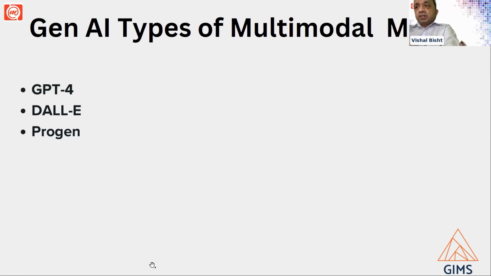ProGen is also a multimodal model, trained on more than 280 million protein samples. It is specified using natural language text input. It means that medical drugs and desired properties are specified using natural language input. Next slide, please.